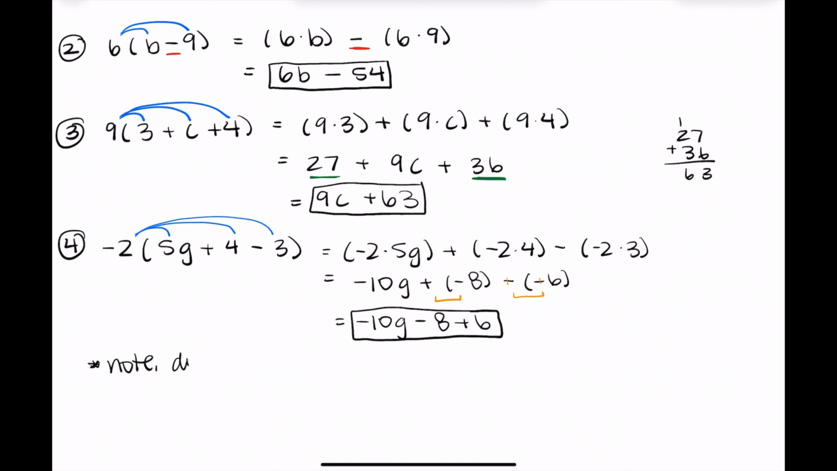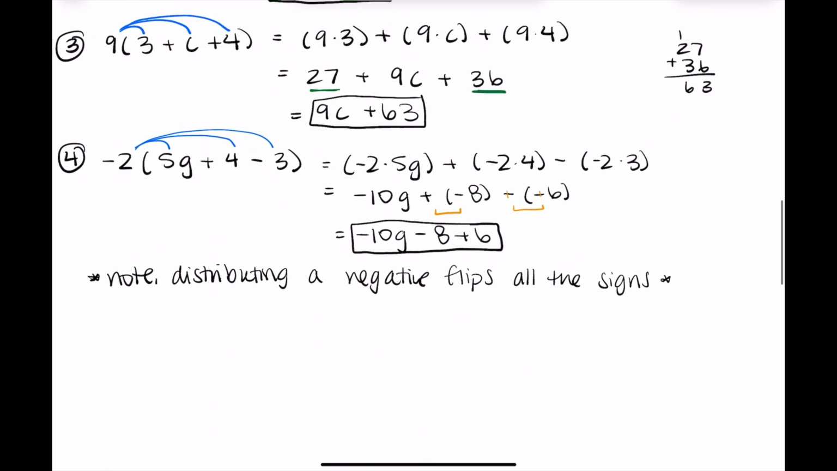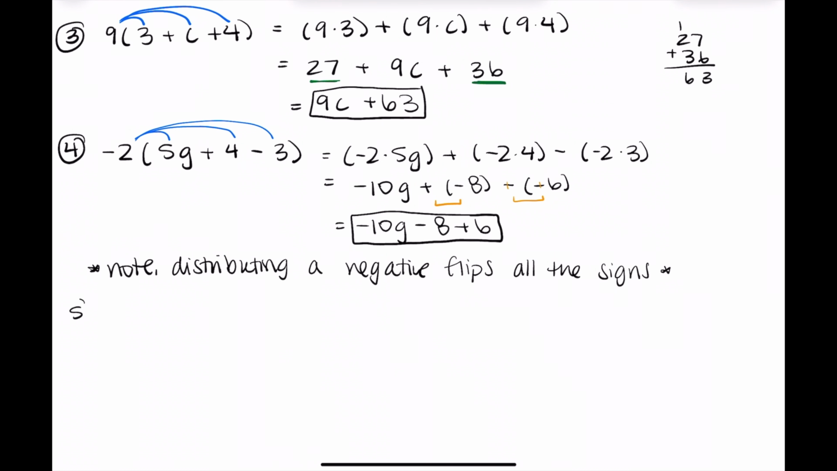So looking at this answer compared to our original question and each input inside those parentheses, we can see that distributing a negative flips all of the signs inside of our parentheses, right? So our 5g was positive. Now that we've distributed the negative 2, it's negative. The 4 was positive. Now that we distributed the negative 2, it's negative. Same thing goes for the negative 3. The negative 3 was negative. Now that we've distributed the negative 2, it's positive now. So distributing a negative flips all of the signs that we have going on. And knowing that, we will get into our fifth and final practice question for today.